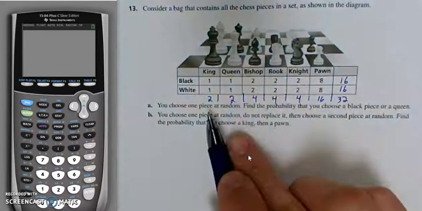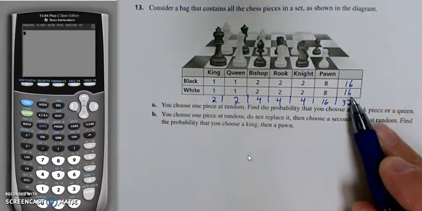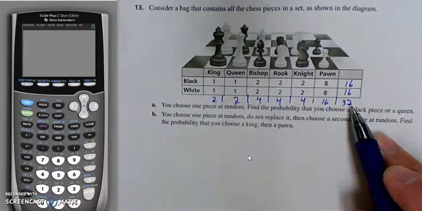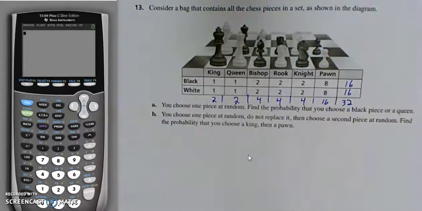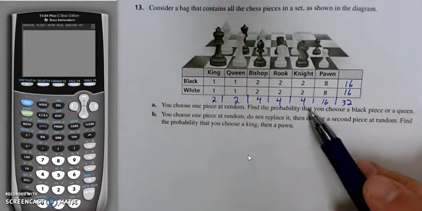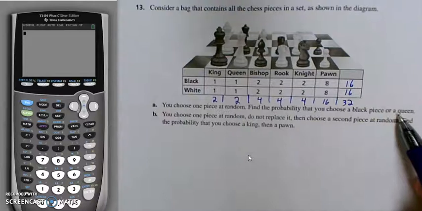All right. Just to know those marginal frequencies. Remember, marginal frequencies are the values I just wrote down outside of the 32. That was the grand total. These inside that were provided were called joint frequencies. All right, we are going to find the probability that we choose a black piece or a queen.